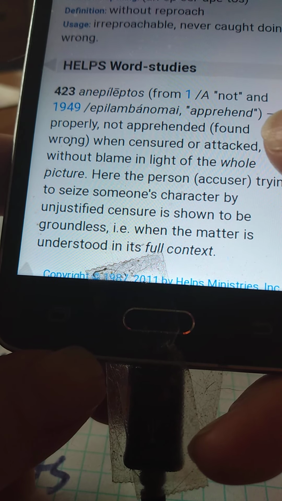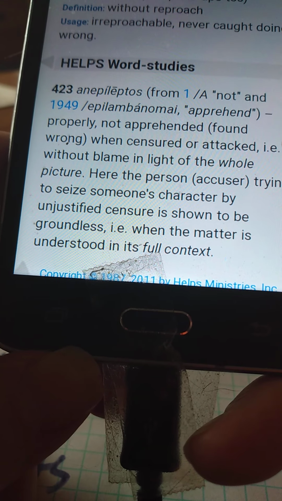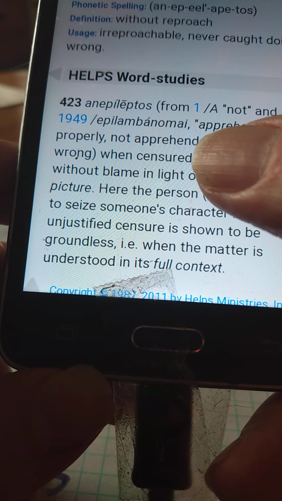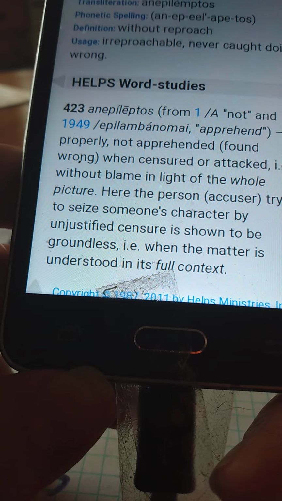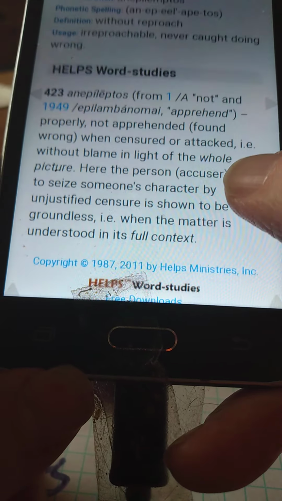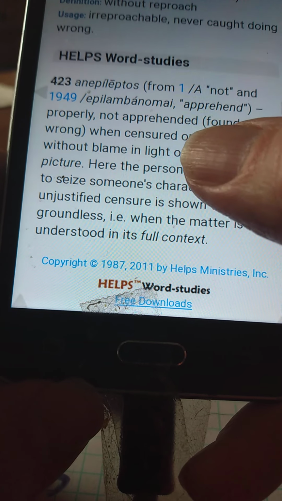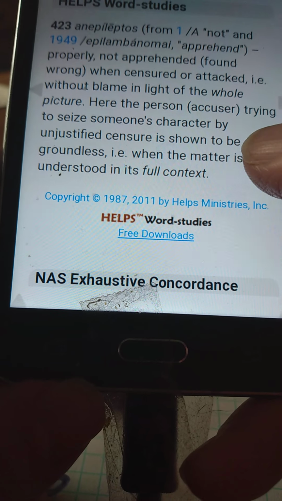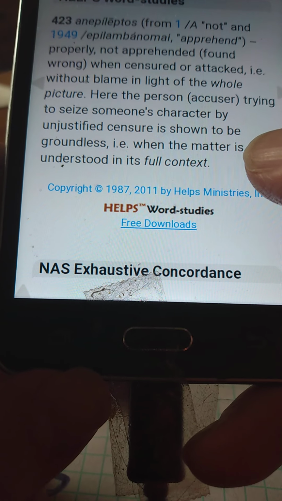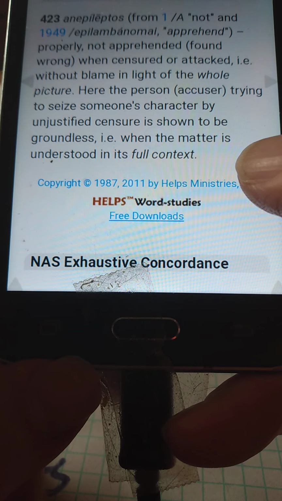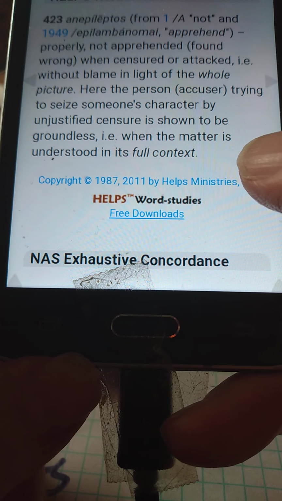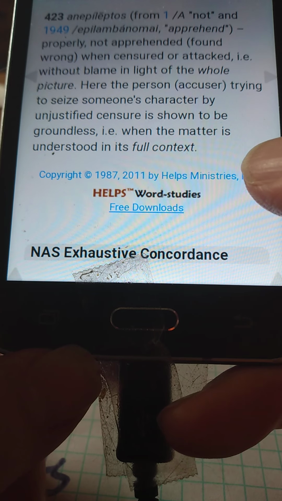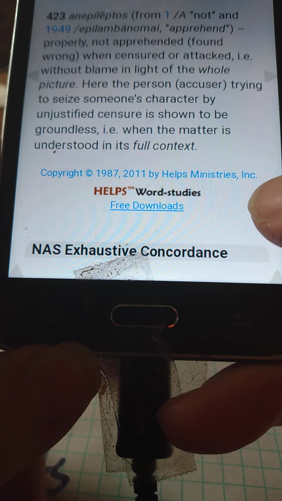So anyhow, 423 is anepleiptos, from 1/a, not, and 1949 epilambanomai: apprehend properly, not apprehended, found wrong when censored or attacked, i.e. without blame in light of the whole picture. Here the accuser trying to see someone's character by unjustified censure is shown to be groundless, i.e. when the matter is understood in its full context.